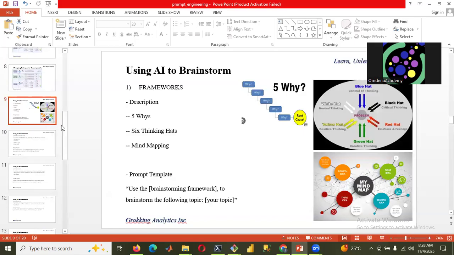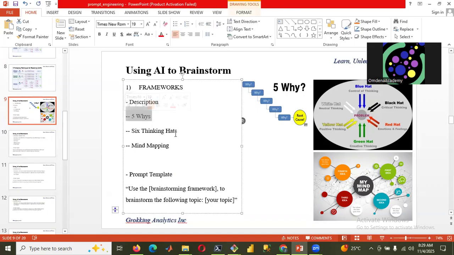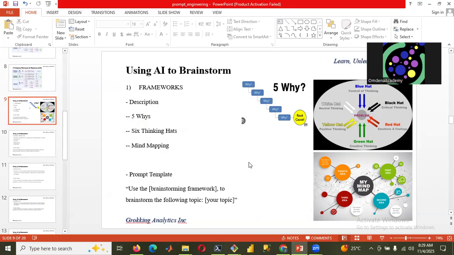which is using AI to brainstorm. Okay. Primarily, anytime we talk about brainstorming, we have three approaches. The first one is the five whys. The second one is the six thinking hats. The third one is the mind mapping. These are the three fundamental frameworks used to handle the thinking framework or the brainstorming framework, right? That is used to solve problems.